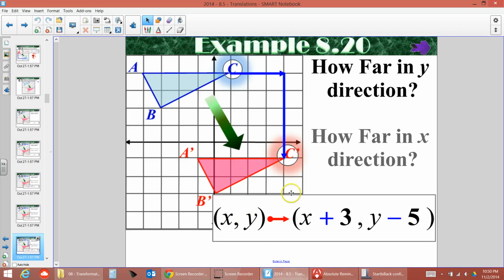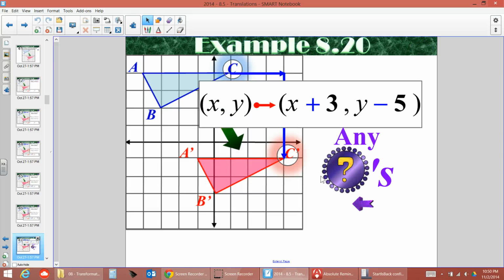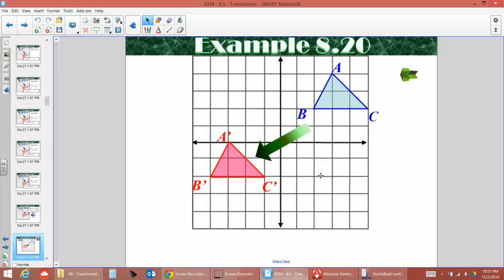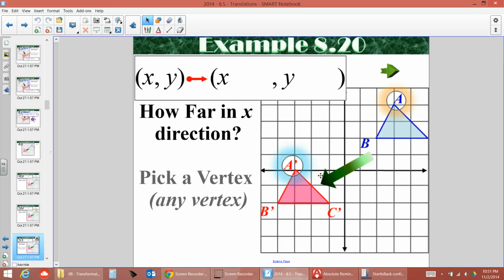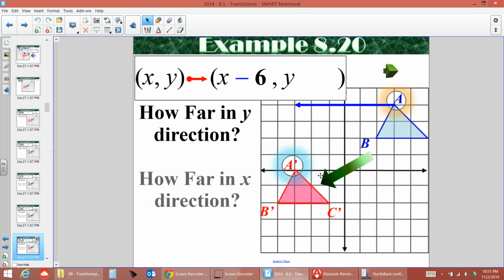This is as easy as 1, 2, 3. I mean, you just count 1, 2, 3, 1, 2, 3, 4, 5, and you put in your information. Okay. Same process here on 8.20. Pick any vertex. A looks like the easiest one. How far in the x direction? Looks like we're moving -6, and then we're moving -4. So my coordinate rule is for every x, y, we move -6, -4.